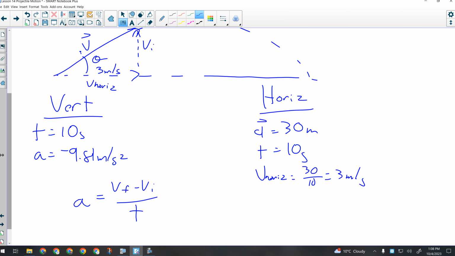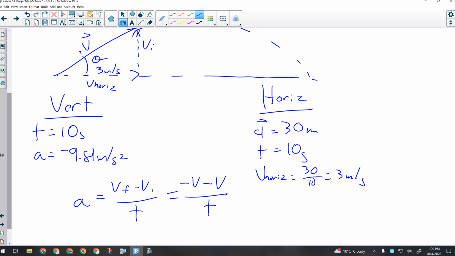Because VF is equal to negative VI. So what this really could be written as is negative V minus V over T. They're the same number, opposite direction. What's negative V minus V? If I'm already negative V and I subtract another V, I'm negative 2V. Right? Negative 1 minus 1 is negative 2. So negative V minus V is negative 2V. Everyone okay with that idea? It's an algebra trick.